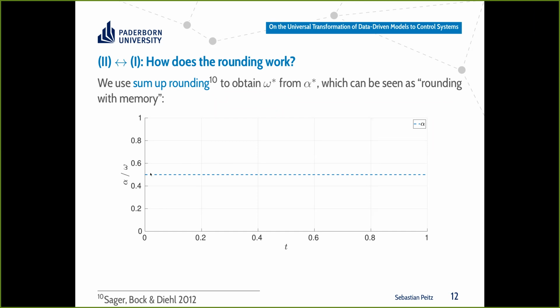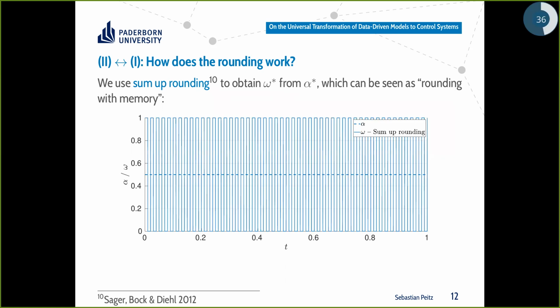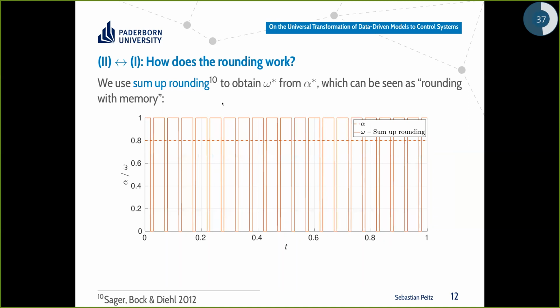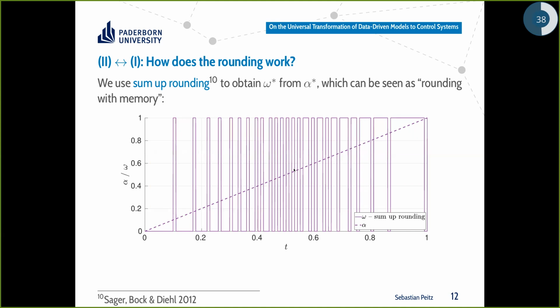So assume that your alpha entry is 0.5, then your classical rounding would suggest that it's 1 at all times. But the sum-up rounding can be seen as a rounding with memory approach. I'm not going to give the strict formula, but it's pretty straightforward. What you see is that the sum-up rounding takes past rounding decisions into account, and it rounds to 1 and 0 alternatingly, so that you have in the intermediate value a similar control as your dashed line. And if you have 0.8, then you see the rounding rounds to 1 in 80% of the time steps, and so on. So if you have a time varying input, the rounding would look like this.